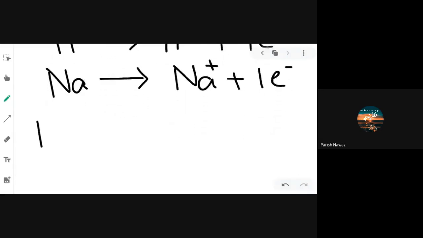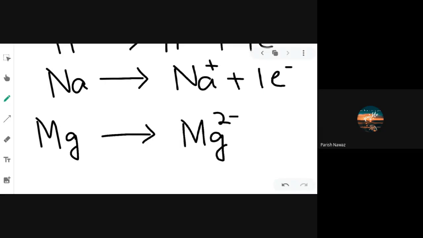If you have magnesium, magnesium is also an atom. It is in group 2. Magnesium donates 2 electrons, plus 2e negative. How do we know that a species will donate one electron or two electrons? It depends upon their valences. If they have one electron in the outermost shell, they will donate one electron. If they have two, they will donate two, and if they have three electrons in the outermost shell, they will donate three electrons, and so on.